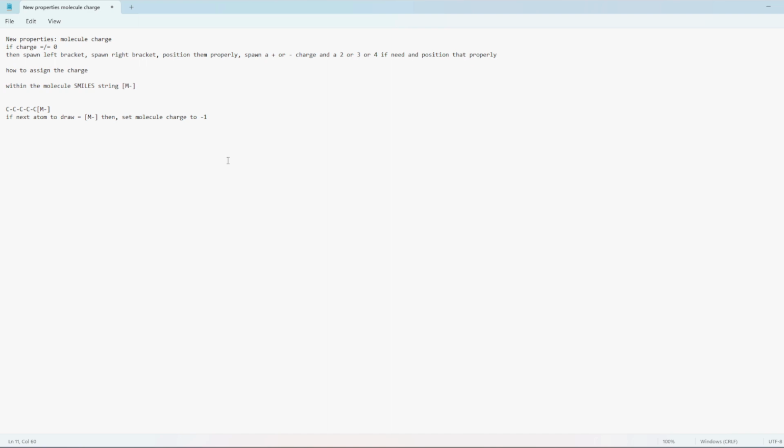And then if the next atom, so I have an example here of if this is a pentane anion, which doesn't really exist, and the negative charge is distributed across all carbons, which again, it isn't, because this molecule doesn't exist, then if there's an M and the next atom that you're drawing is the square brackets M minus, then instead of drawing an atom like you normally would, instead set the molecule charge to -1 or +1 or whatever. If I put a plus in here or a -2, then I can set the charge as required.